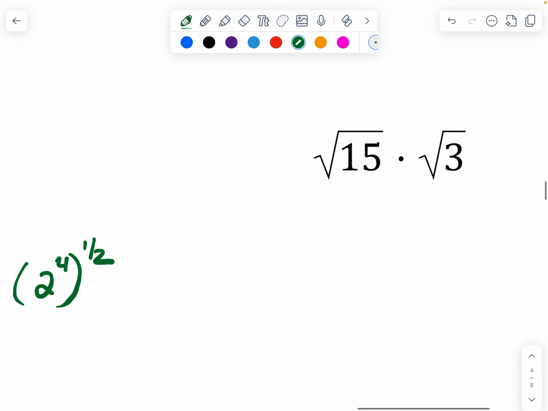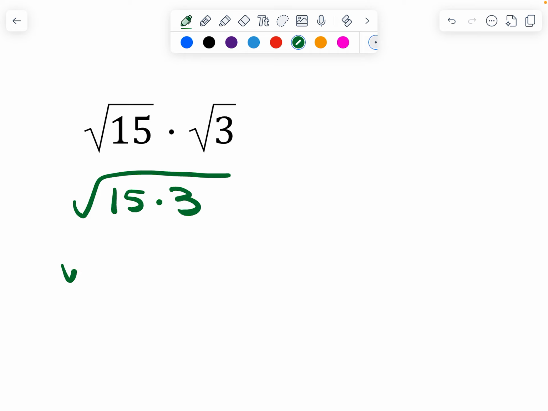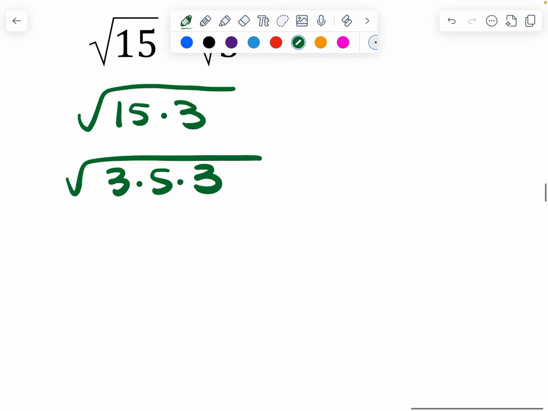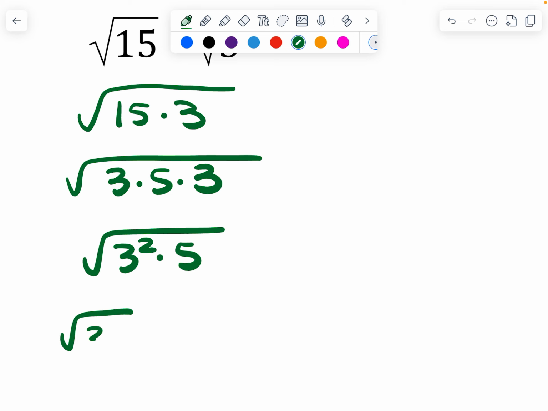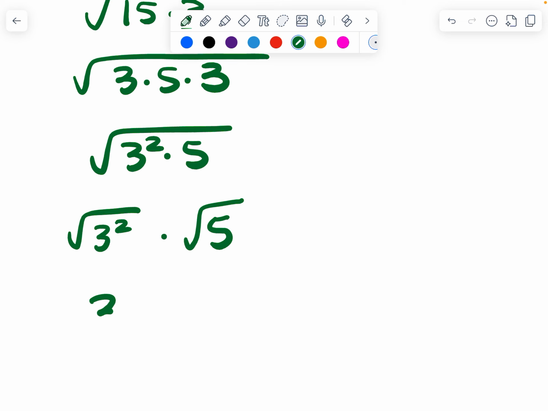Okay, last but certainly not least of this, I'm going to multiply this, 15 times 3. 15 is the same thing as 3 times 5. So I have 3 squared times 5. The square root of 3 squared times the square root of 5. This gets me 3 radical 5.